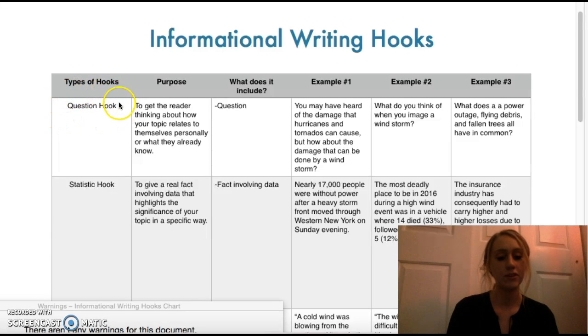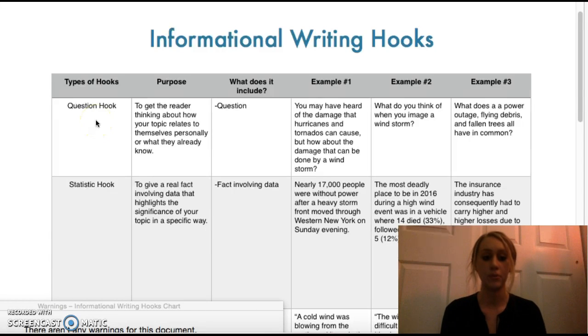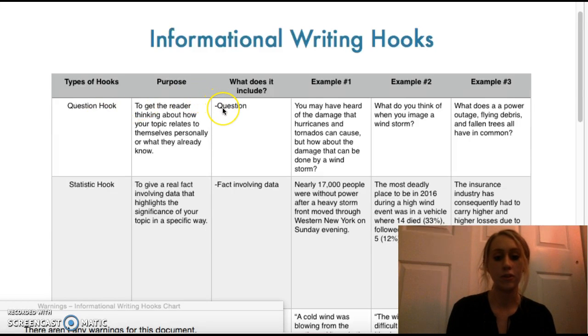When you write a question hook, you're beginning your writing piece by asking a question to your reader. So the purpose of this is to get your reader thinking about how the topic you are giving information on either relates to them personally, or it can be to get them to think about what they already know about the topic, which then you will build on through the information that you give in your piece. This includes a question, and a few examples of these are listed over here to the left.